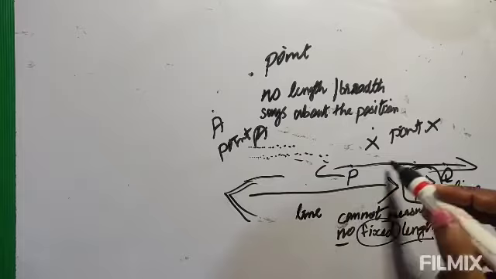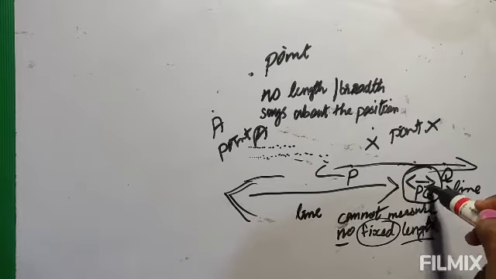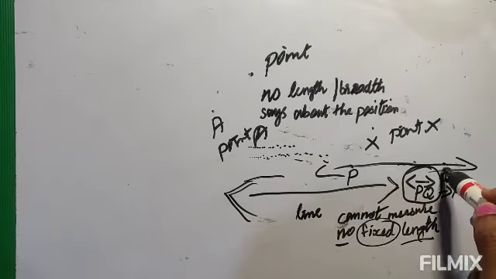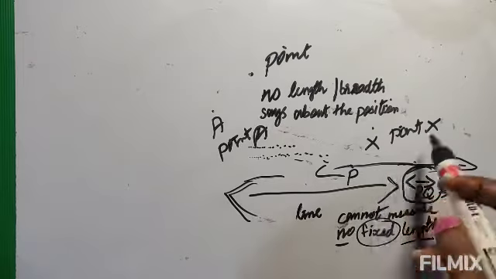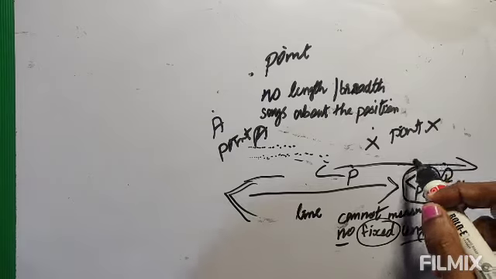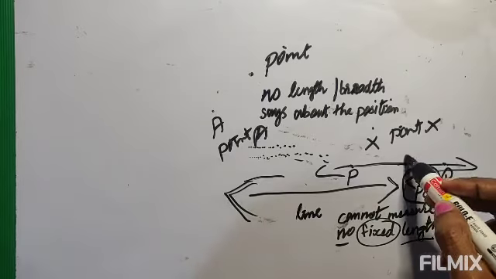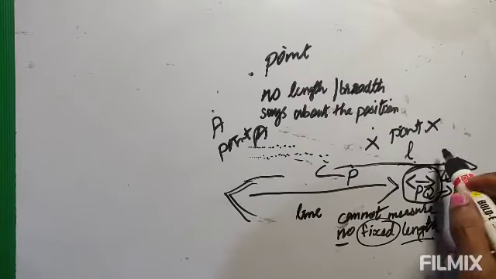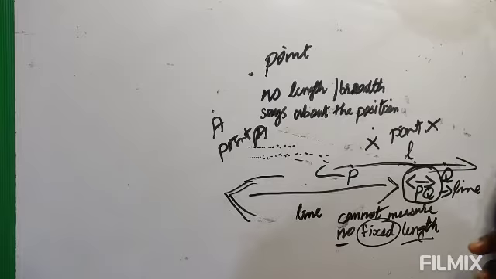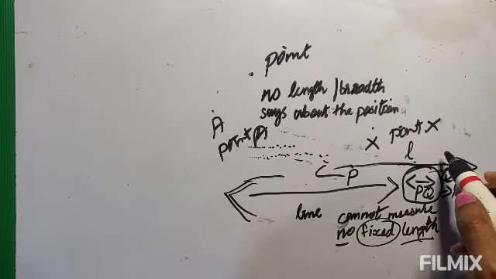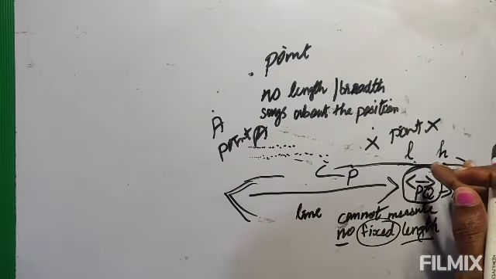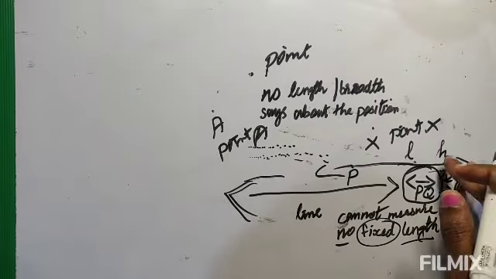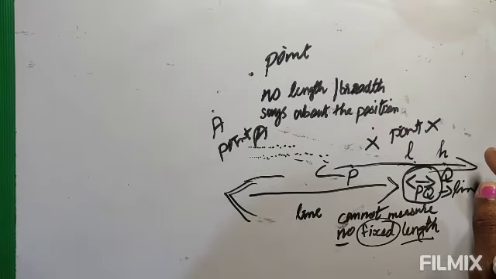When you mark a line with 2 points, we use capital letters, because we are using 2 points to denote the line. Suppose without the points, we just name the line, then we can name it with any one of the small letters. I can name it small letter l, so this is line l. Otherwise, I can give line h. If you are naming a line without a point, with a single small letter you can denote the line.